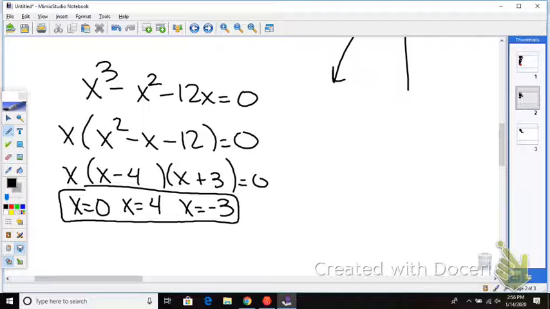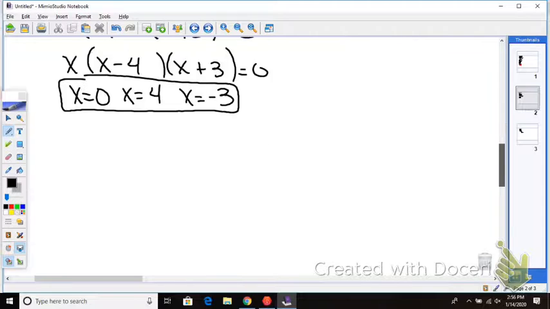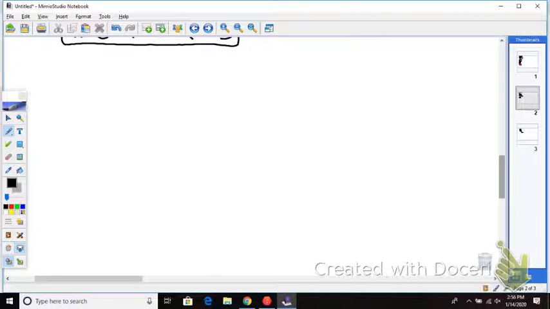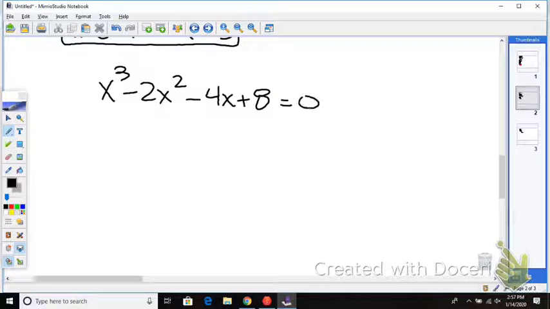Okay? Now, we're going to do another one like this, but something magical is going to happen. No, it's not really magical. It's not even that exciting, so don't get excited. But let's pretend I have x cubed minus 2x squared minus 4x plus 8. And I'm solving for x here.